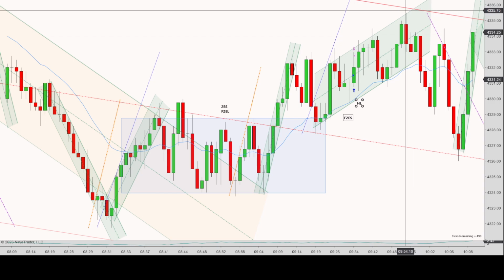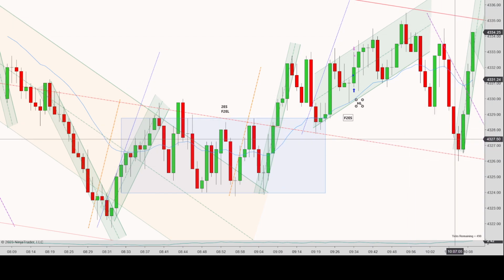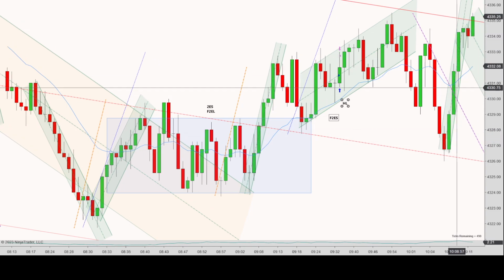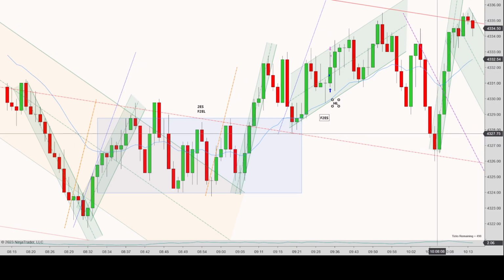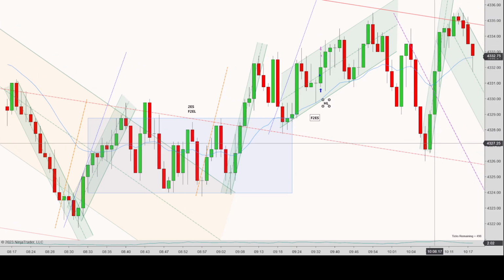This gets pretty choppy. I did see this high, first entry long, second entry long, but there's nothing telling you that there's a trade here. You would have just had to guess and then it would have paid off. But that would have been pretty much gambling, just taking it here for no real reason.